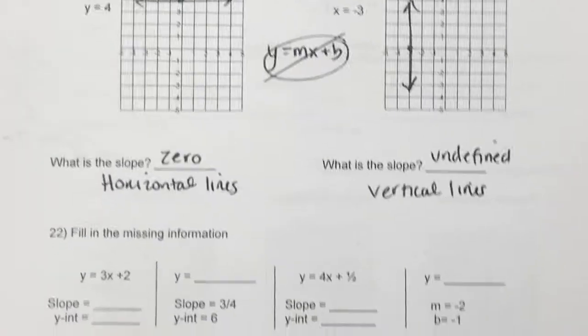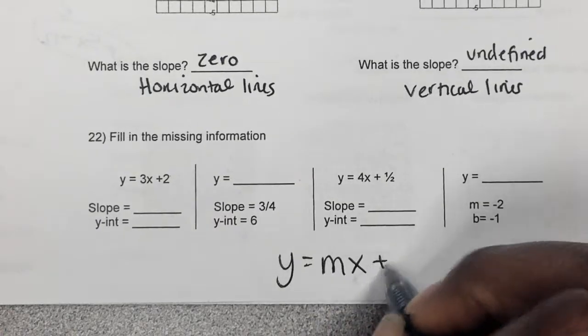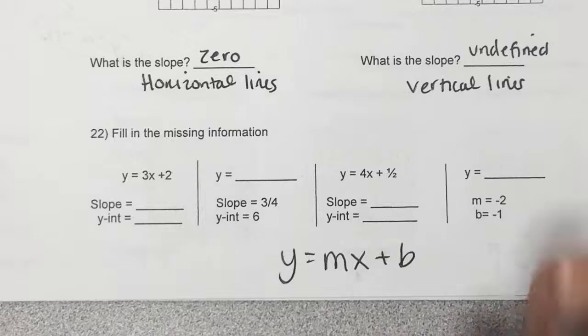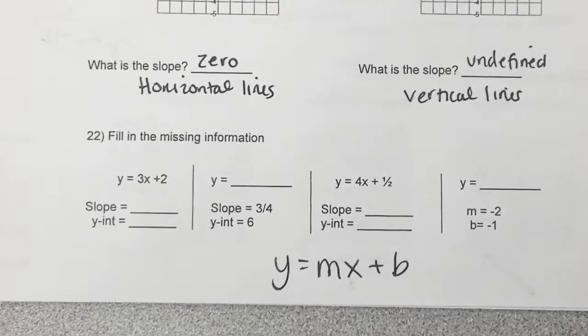Number 22 should be extremely easy if you remember the whole y equals mx plus b. As long as you're not playing around with your friend, it should be easy. All right, I'm going to go ahead and end the first part of the review here.